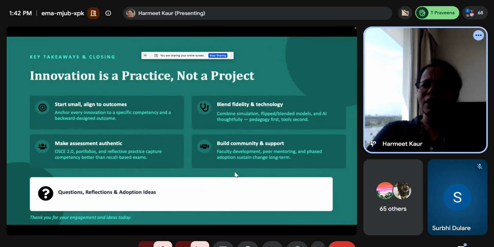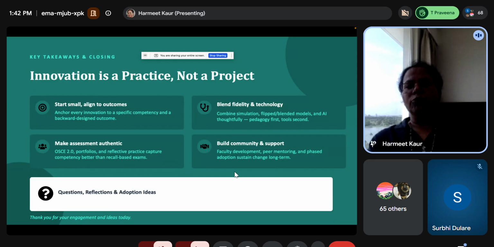Okay. So in the end, this is the closing slide where I would say: start small and align to an outcome. So you can start with at least one innovation and align it to an outcome. Think about the outcome objective: if I include this innovation, how will it help the students develop some competency? Then blend fidelity and technology. You have to blend technology along with your teaching. Make assessment authentic.